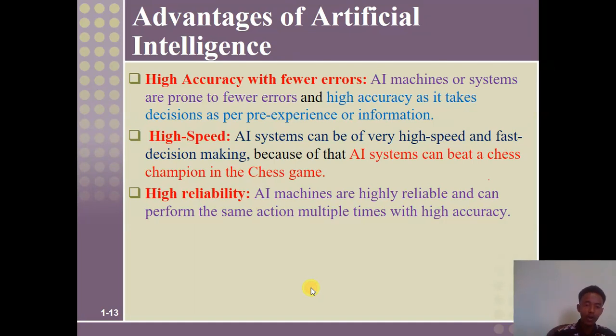To perform some tasks or to operate some actions with high accuracy and fewer errors, artificial intelligence plays a fundamental role. Artificial intelligence machines or systems are prone to fewer errors than human beings, with high accuracy, as they take decisions as per pre-experience or information. Maali jechuun accuracy guddaadhaan dogongora xiqqaadhaan dalagaa hojjechuudhaaf nu gargaara jechuudha.